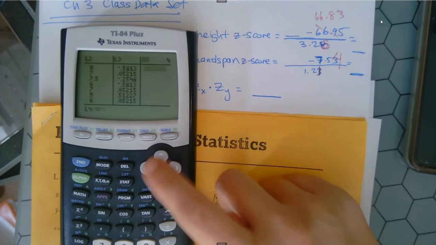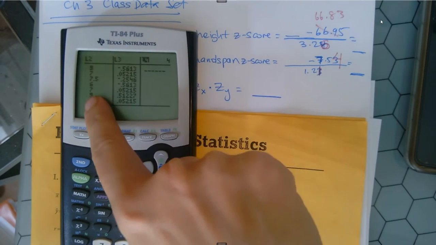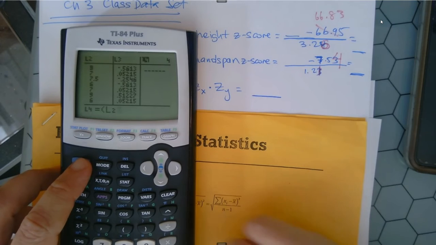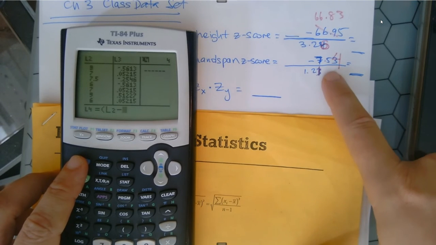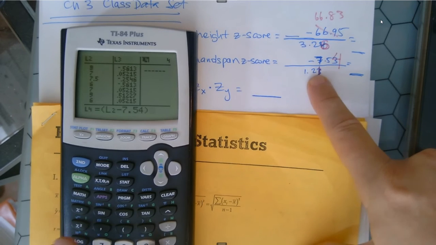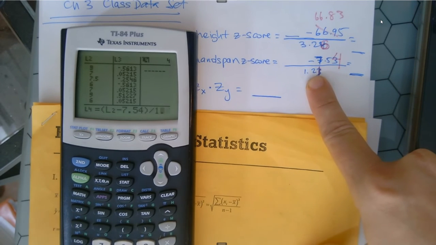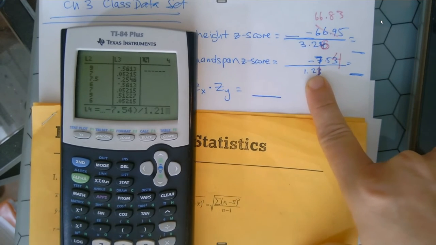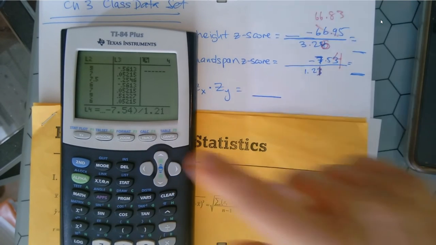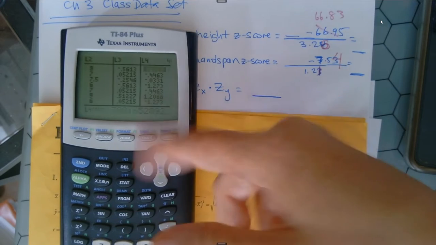So for list 4, I'm going to take handspans list 2, parenthesis, list 2, take away the average handspan, 7.54, close parenthesis, and divide by the class standard deviation for handspan, 1.21. This is my formula. This is what I typed in. Once I hit enter, the instructions will disappear, but it's going to fill in my numbers.